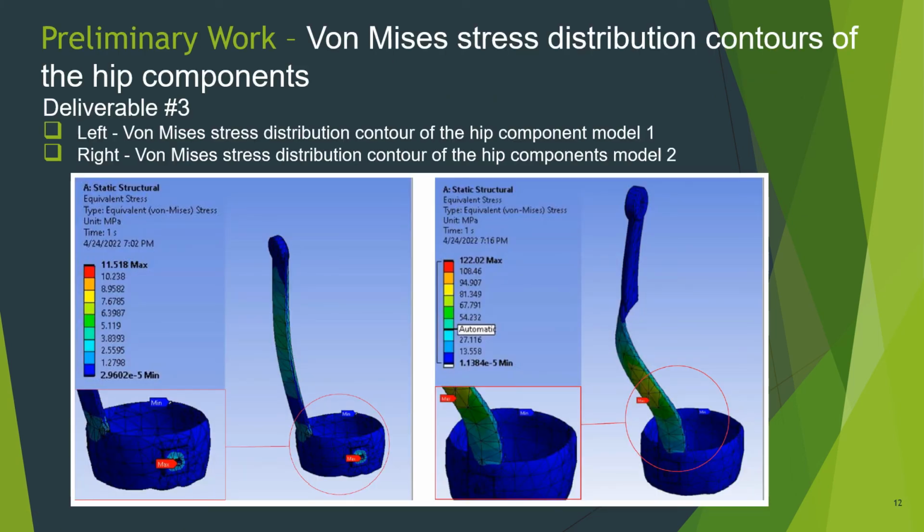I also performed static structural analysis on those components. On the left you can see the von Mises stress distribution contour of hip component model 1, and on the right you can see the von Mises stress distribution contour of hip component model 2. Based on the analysis, model 2 on the right is best suited for the project, since it will provide the best support for both knee and hip, and will be more comfortable compared to model 1 on the left.